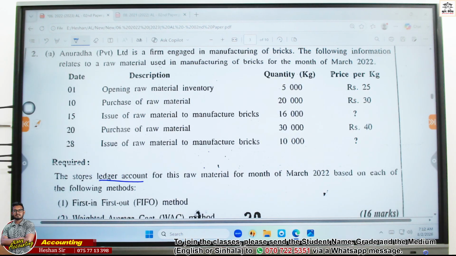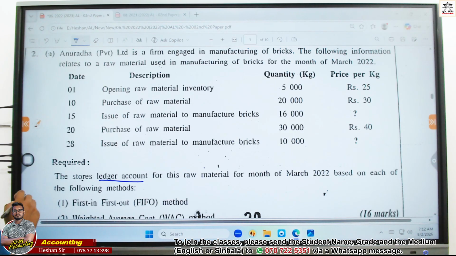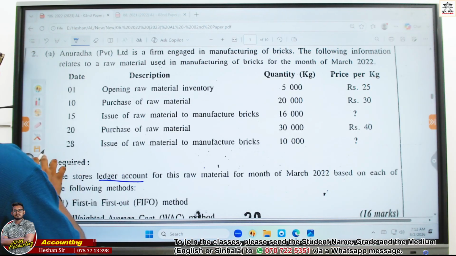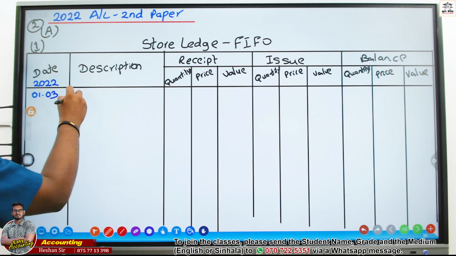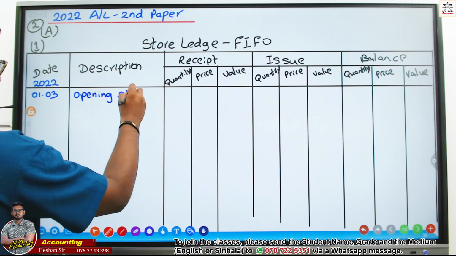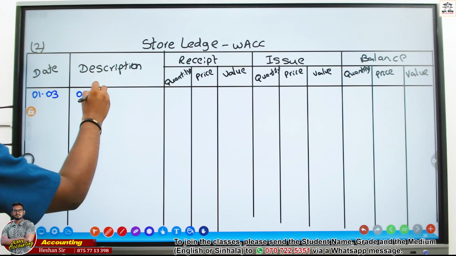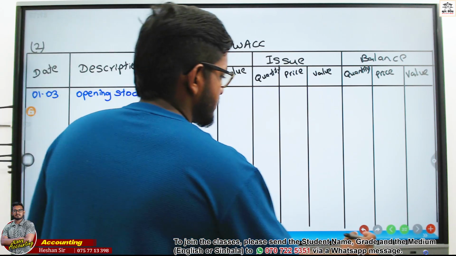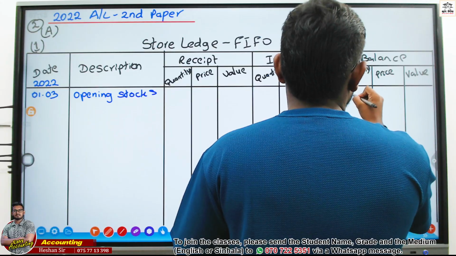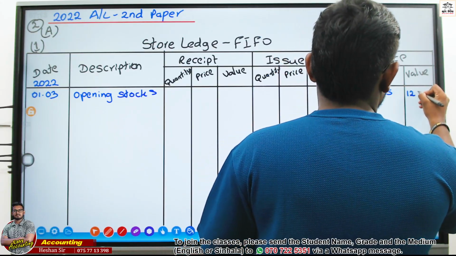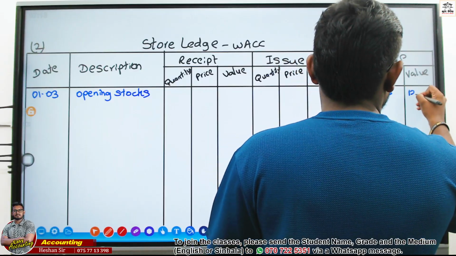Then 1st of March 2022, opening stocks. Under VAC also we take opening stocks. You can see the balance: 5,000 quantity, 25 price. 5,000 times 25, total is 125,000, right?